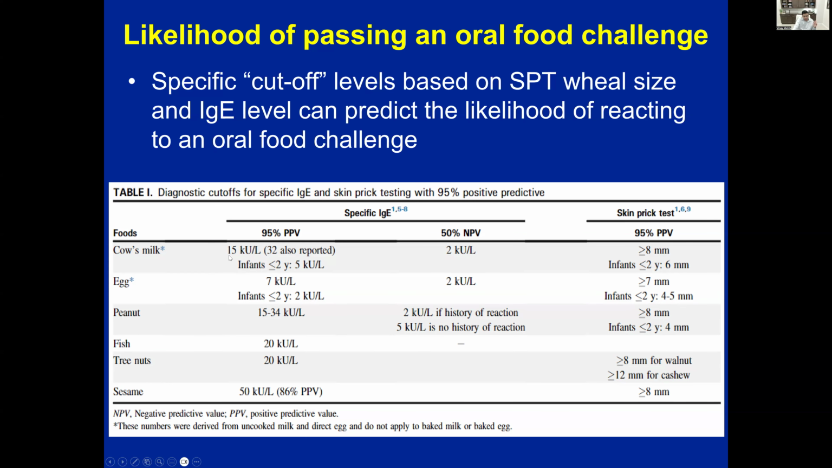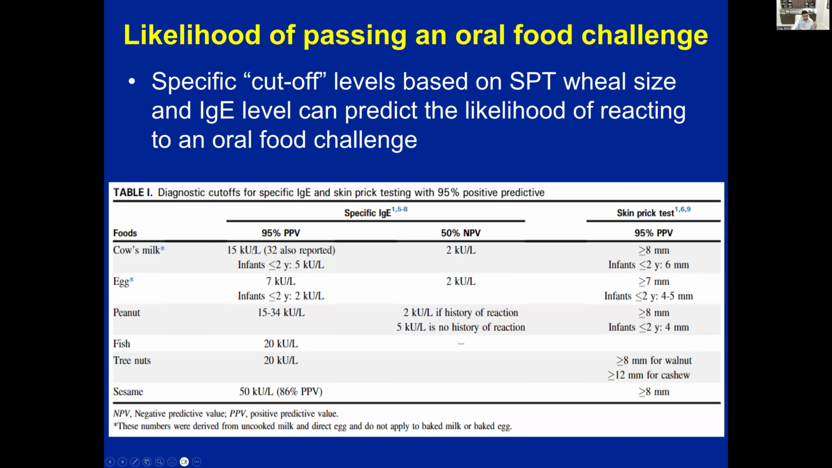But what this means is, for example, if the cow's milk specific IgE level is above 15, there's a 95% positive predictive value. Or if my skin prick test wheal size is more than 8 millimeters, there's 95% positive predictive value. So there's no need to do a challenge. I know that the child will react. So having blood test results and skin prick results will help guide you on whether there is a need to do a challenge. You look at the positive predictive value, you look at the negative predictive value, and then you decide, is it necessary or not?